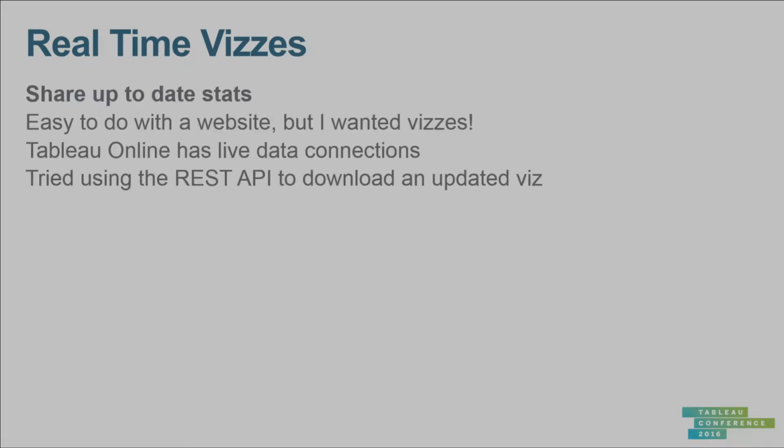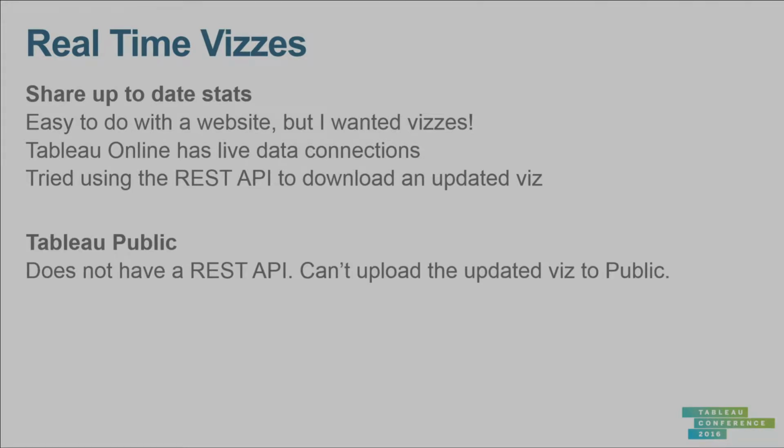And for the longest time, I wanted to share real-time vizzes on games that were underway. And you could do that on a website easily enough, and Tableau Online has live data connections. And so using the REST API, I downloaded an updated viz from Tableau Online. It would refresh the data source for me. I got the updated viz. Then I tried to upload that viz to Tableau Public. Fortunately, Tableau Public doesn't have a REST API, so that didn't work at all. And before 10.0, if you were somehow to relate the story to Monty Python, you might say that auto-updating vizzes in public was like the Holy Grail.